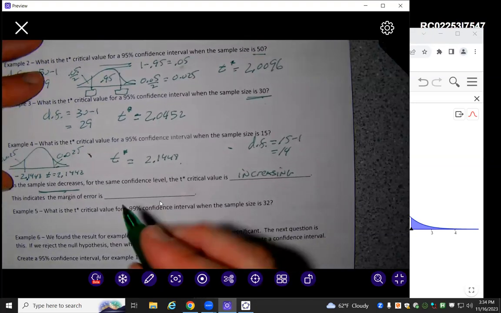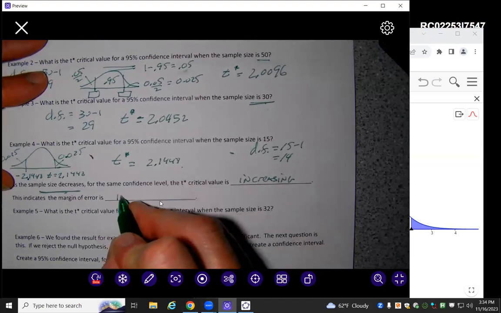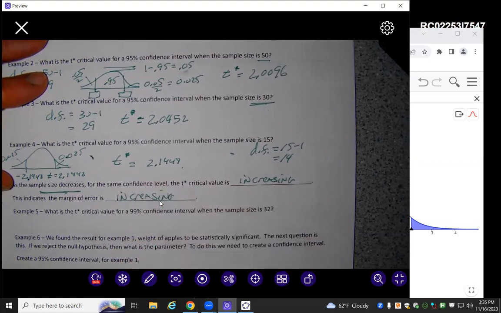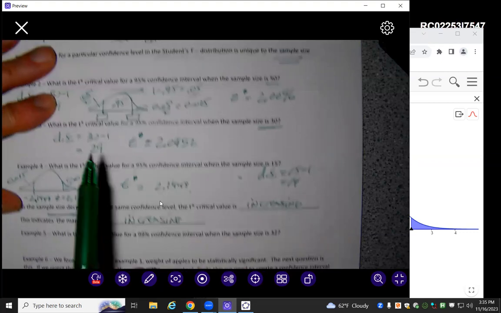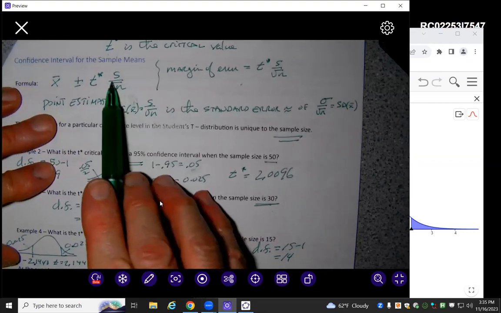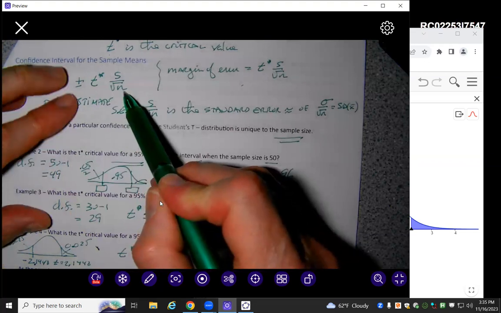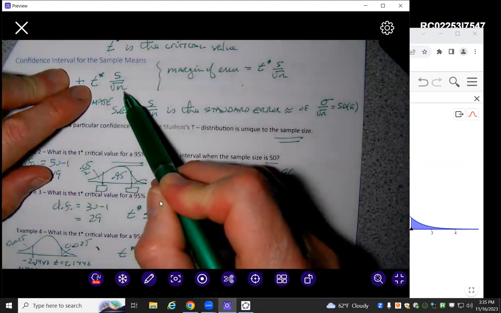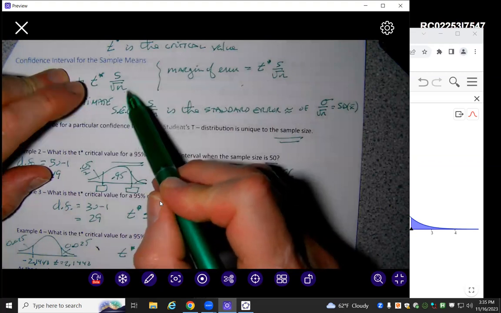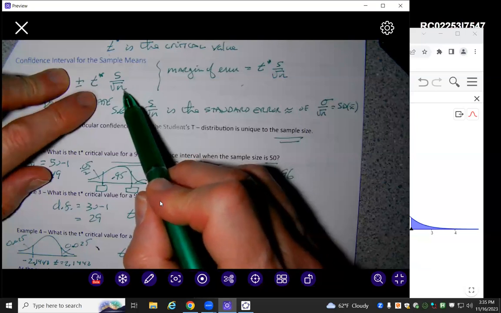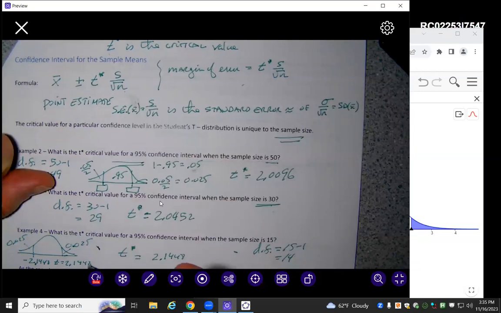This indicates that the margin of error is also increasing since it's tied to the margin of error, right? The margin of error is this formula, and we're saying as n goes down, t is going up. And you go, if it goes down, is it going down enough? I don't know. It's a good question. I'm momentarily stumped.